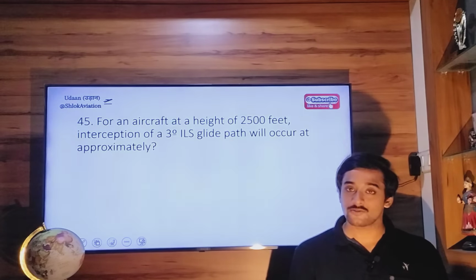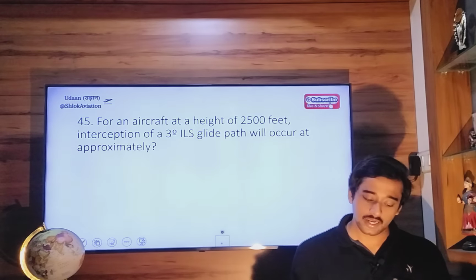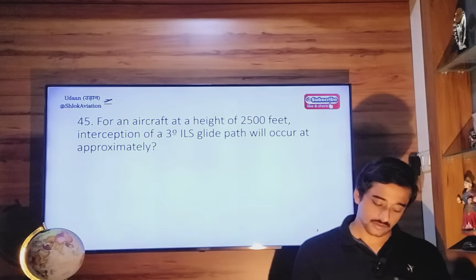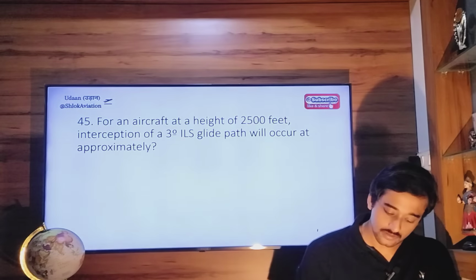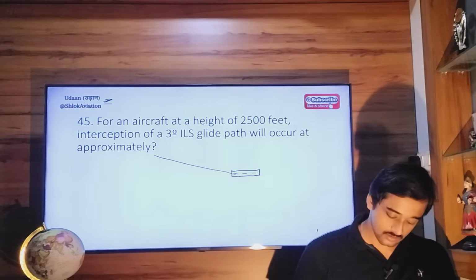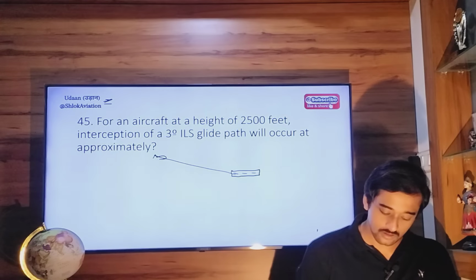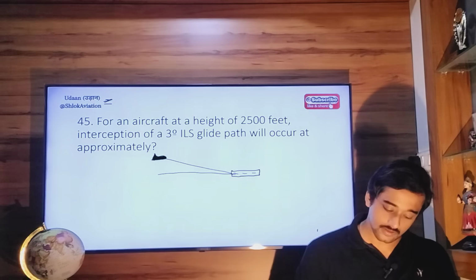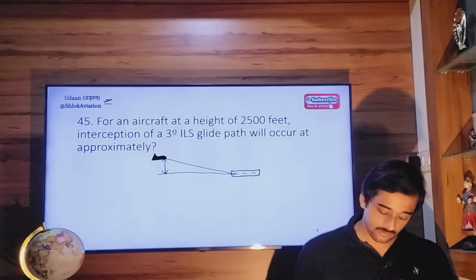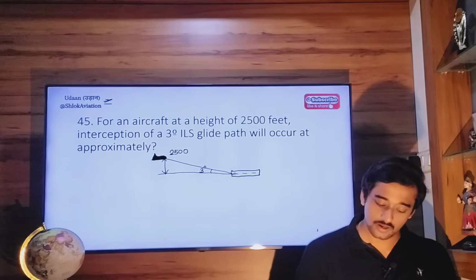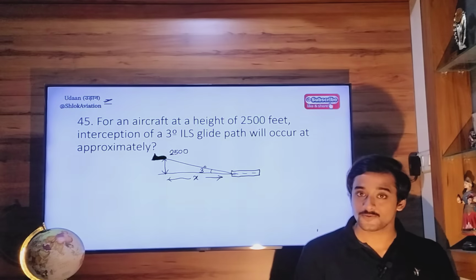Aircraft is at a height of 2,500 feet on a 3 degree ILS glide path. What will be the distance? Okay, so this is your aircraft on the glide path. This is the horizontal distance. So the aircraft is at a height of 2,500 feet, 3 degree glide slope. We have to find this horizontal distance.